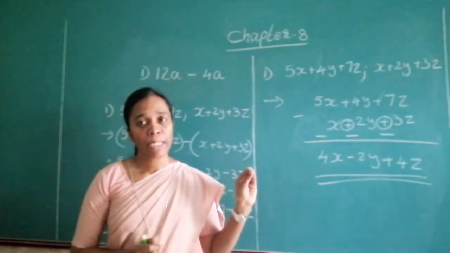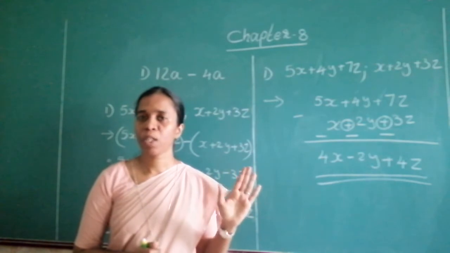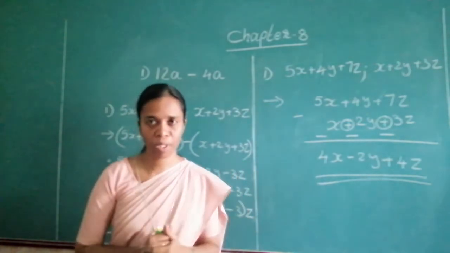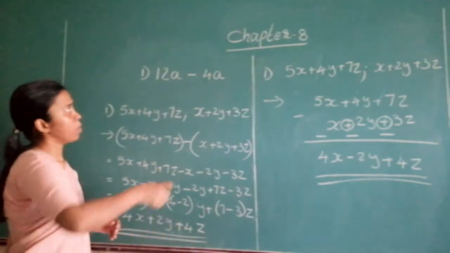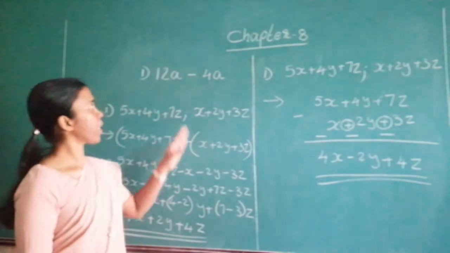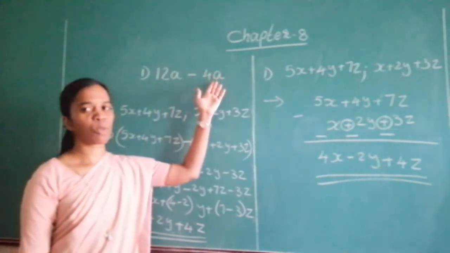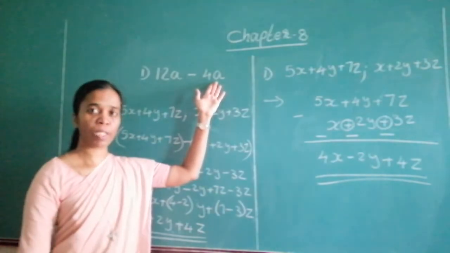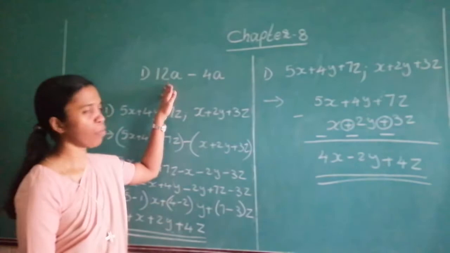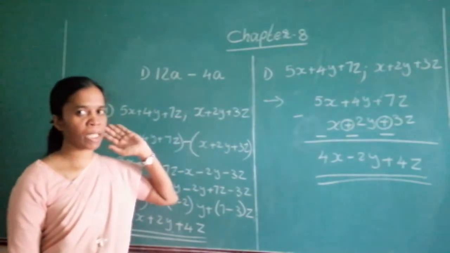The basic thing remains the same. We can do addition and subtraction only with like terms. Suppose you remember 12a minus 4a. That is, I have purchased 12 apples and I have given to someone 4 apples. So how many apples remain with me? From 12 apples, 4 I have given away. So how many remain? 8 apples.